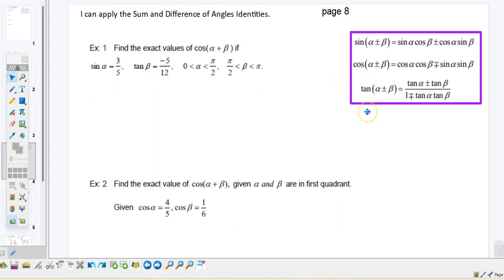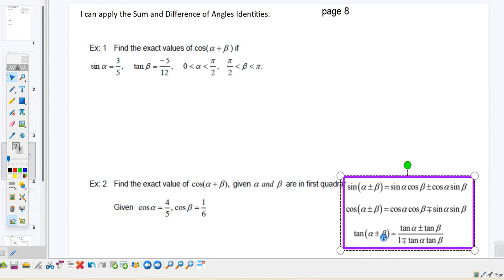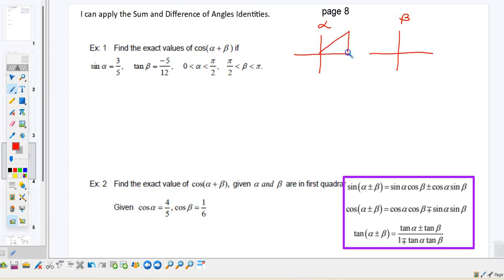Let's sketch it out so we can make sense of what we're given. Move my identities down here. I'm going to draw an alpha picture and a beta picture. Alpha is between 0 and pi over 2, which is quadrant 1. And they're giving us sine, which is y over r. I have to find the x, but I'll do that in a minute.